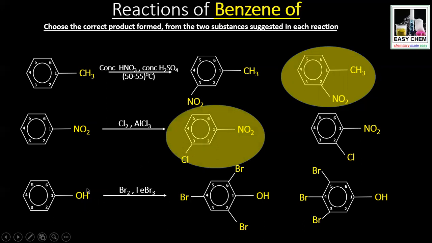In the third example, we have OH. OH has lone pairs of electrons on this oxygen atom. So these electrons get delocalized in the benzene ring and activate the fourth position and second position. Where do you think the reaction is happening? Because OH is donating electrons to the benzene ring, the second place and fourth place will be activated.